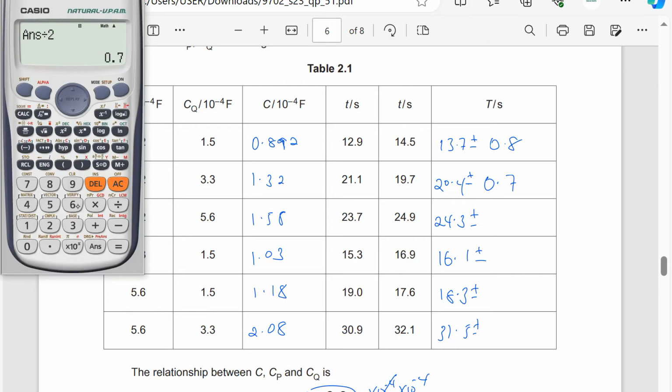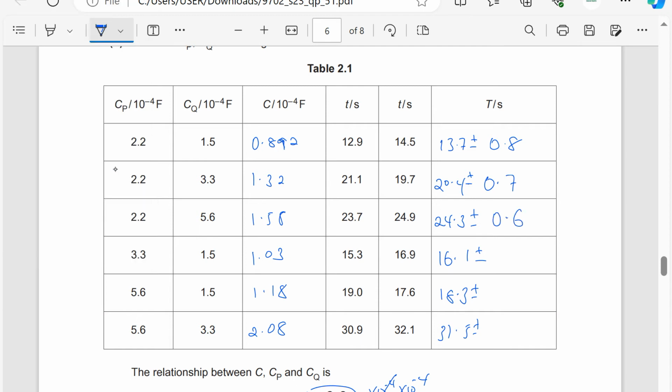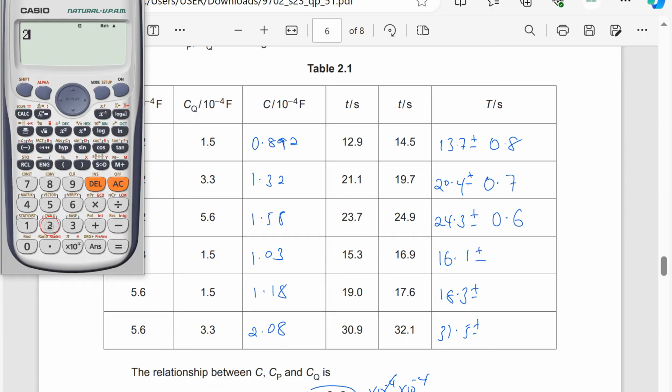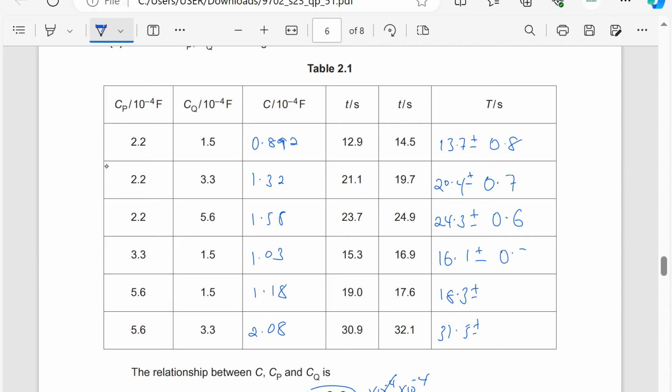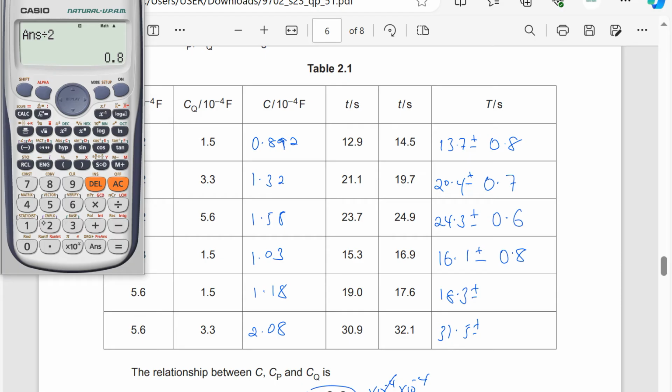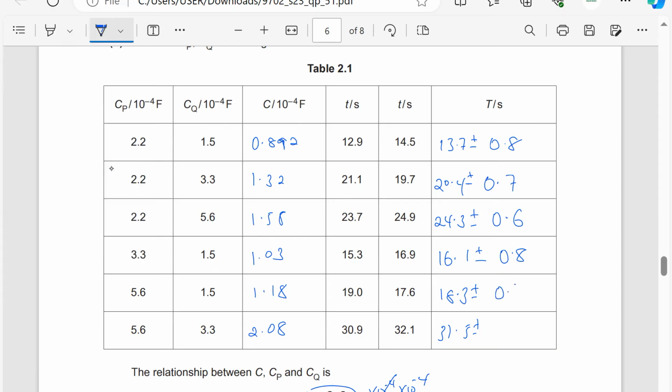The next one is 24.9 minus 23.7 divided by 2. That is 0.6. So the next one is 16.9 minus 15.3 divided by 2. That is 0.8. Then the next one is 19 minus 17.6 divided by 2, so that is 0.7.